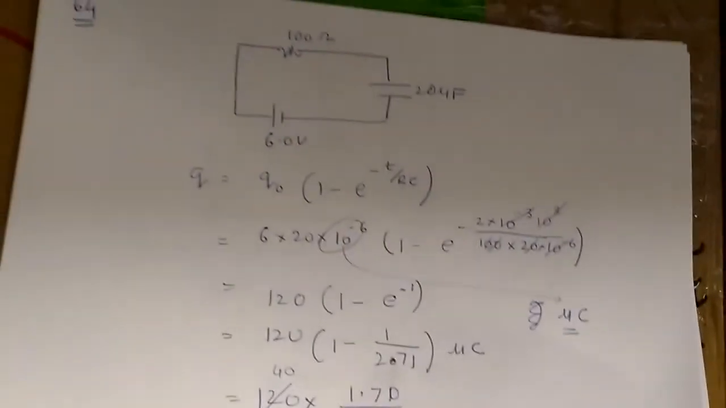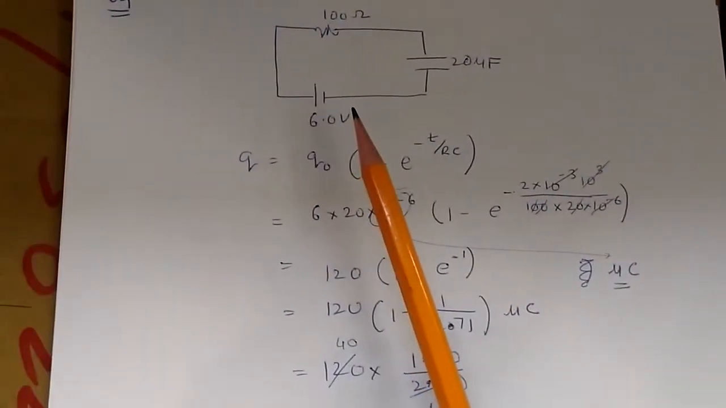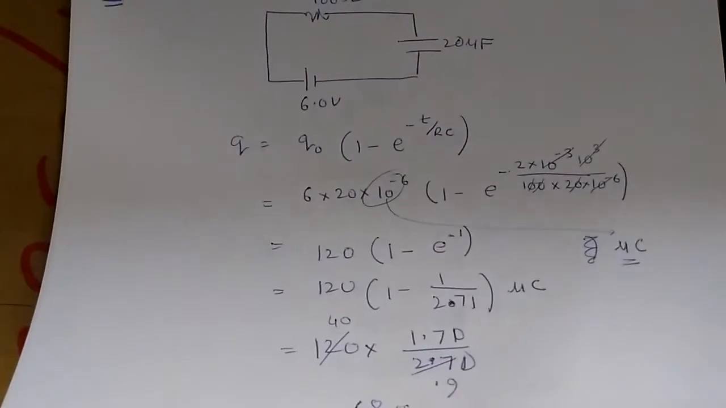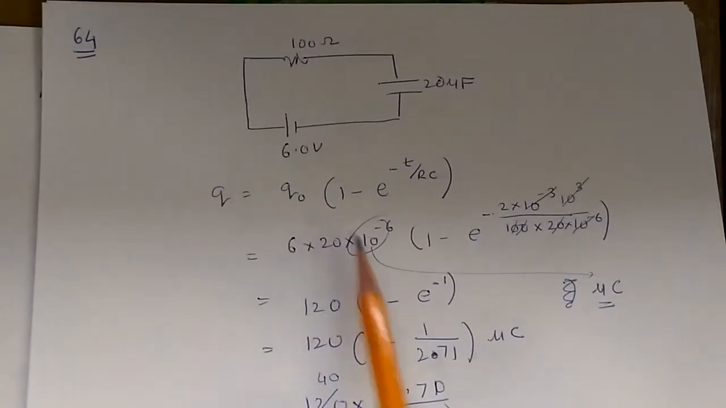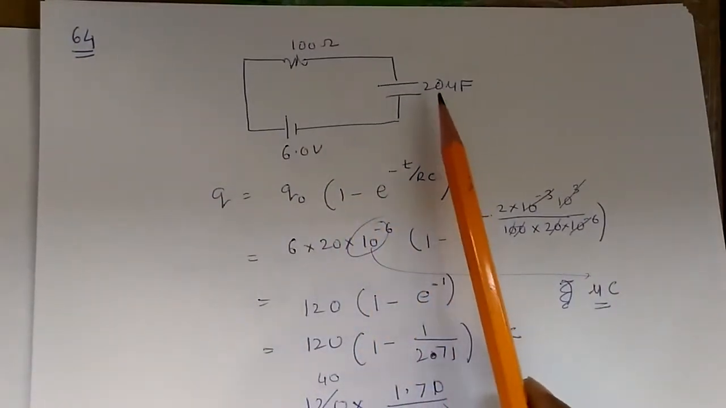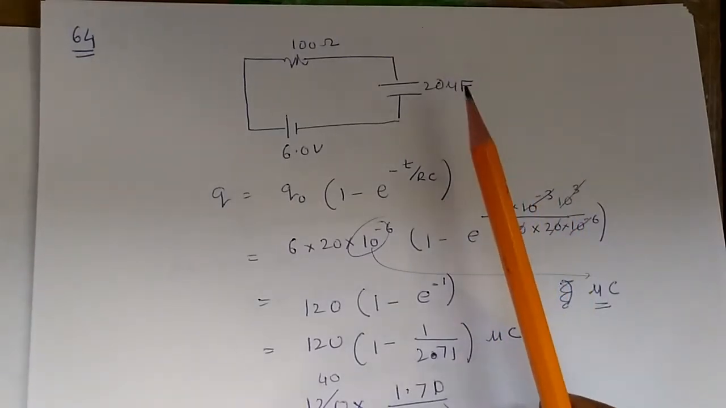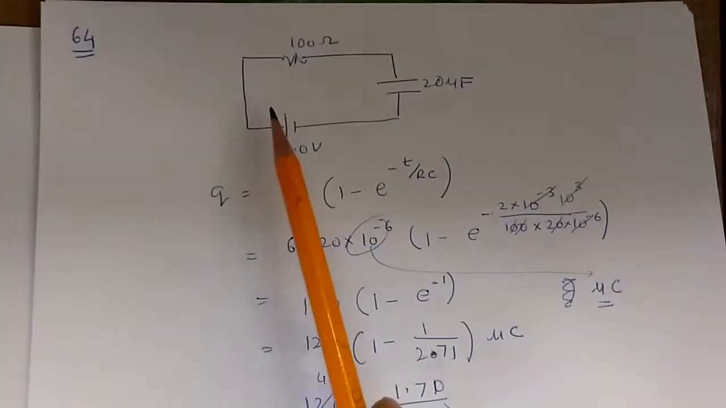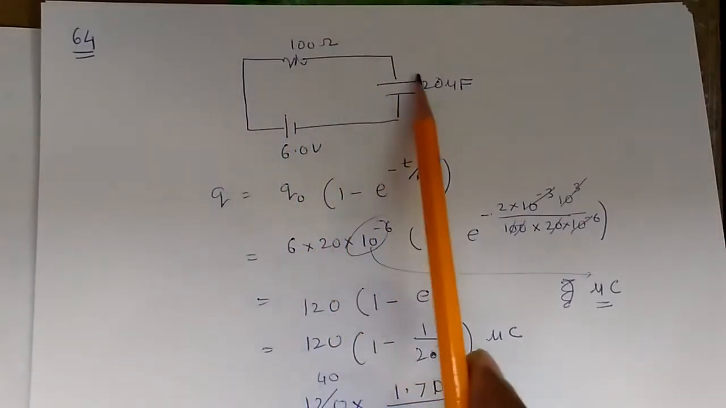We have a 20 microfarad capacitor and a 6 volt battery, and it's connected to a 100 ohm resistor here. So we need to find out the charge on it after a time t equal to 2 milliseconds. When you connect a battery like this, the charge slowly starts accumulating in it.